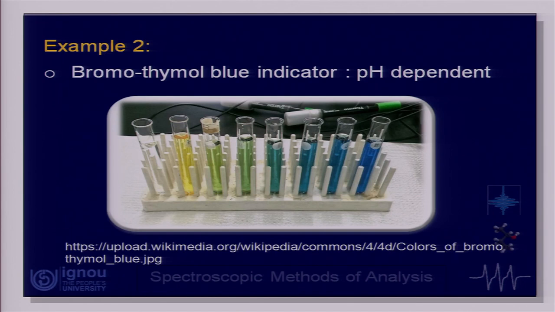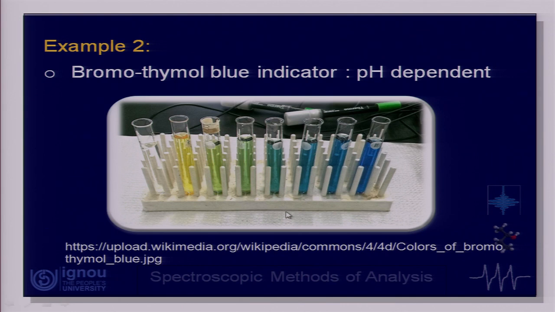Okay. Let us go further and talk about yet another example, say bromothymol blue. It is a typical common indicator, and this picture shows the pH dependence of the color of this indicator. We find that in acidic medium it is very faintly yellow colored. As the pH increases and becomes alkaline, it turns blue.